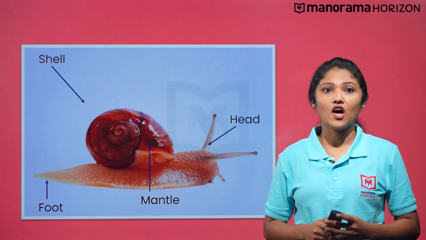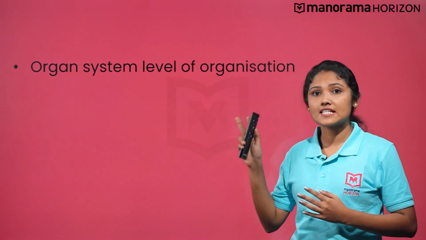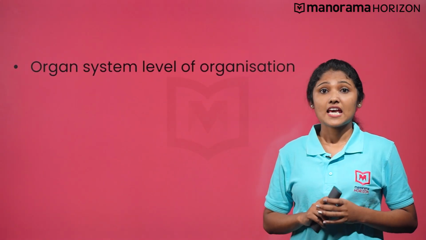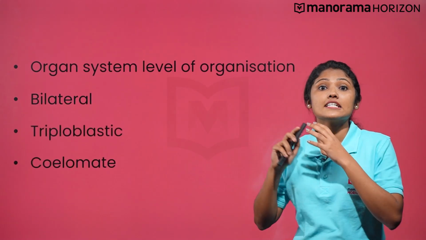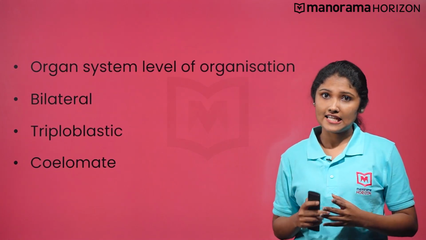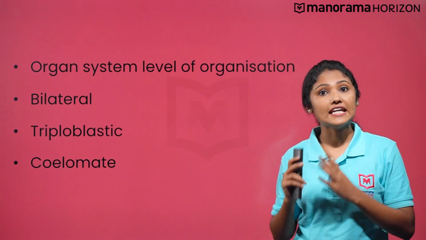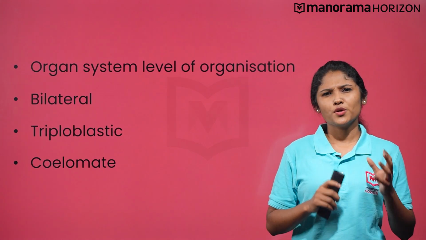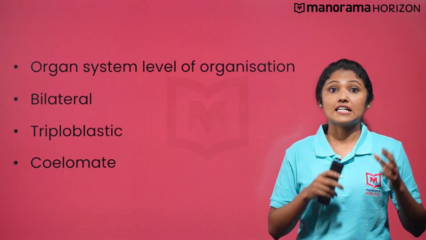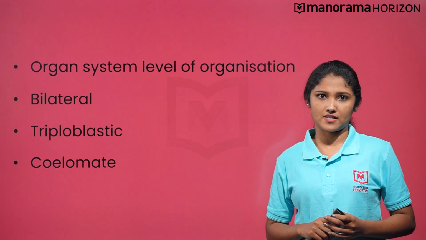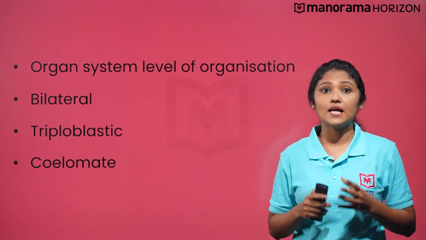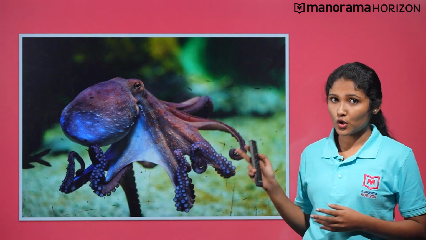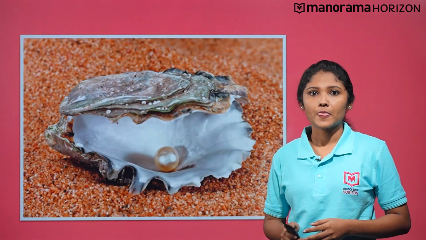They are terrestrial or aquatic with organ system level of organization. They are bilateral, triploblastic and coelomate. They are dioecious, oviparous with indirect development. Do you know one thing? In mollusks, a specialized anatomical structure is present for feeding. It is called radula. Members of phylum Mollusca include octopus, pinctada, squid and chiton.